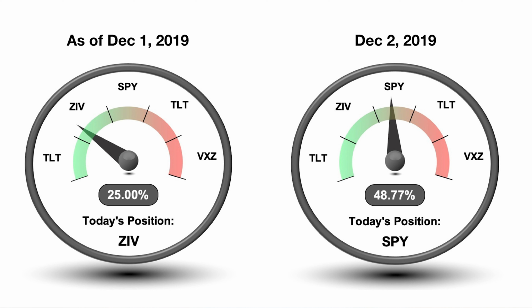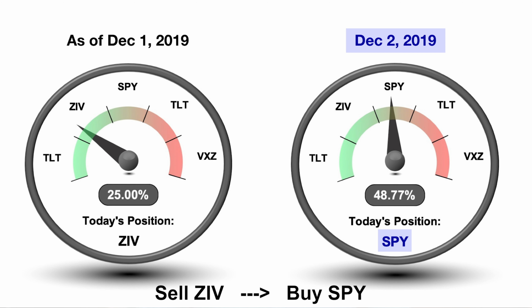So conveniently, yesterday my VB threshold strategy changed positions. These are the dials I use to communicate the daily signals to subscribers. And because the market has been doing so well lately, I was holding the ZIV for a little over a month straight since October 22nd. But yesterday we had a big volatility spike, and it did push the strategy into the middle SPY position. So yesterday's trade signal was to sell the ZIV and buy the SPY.